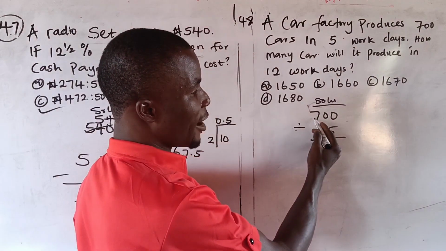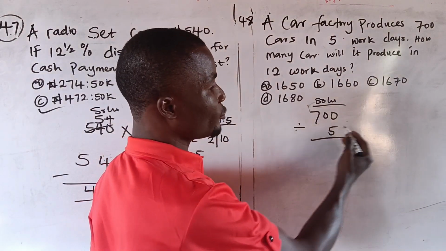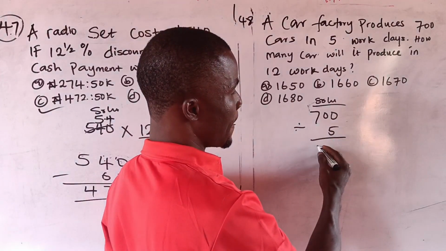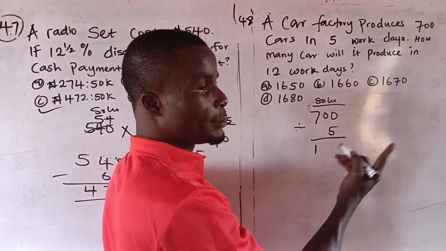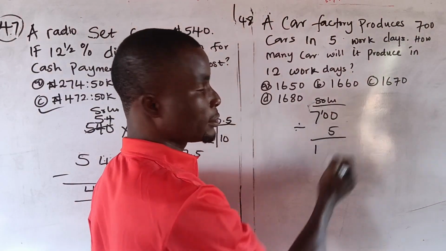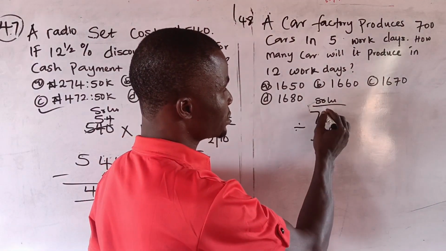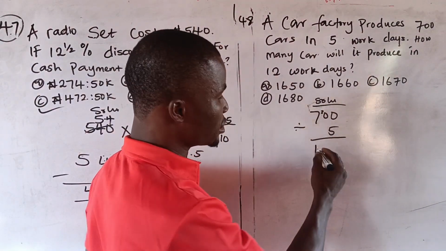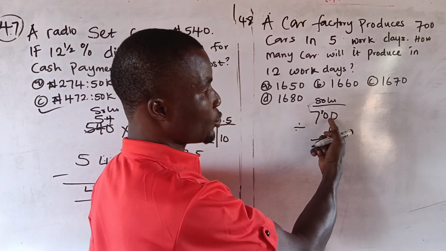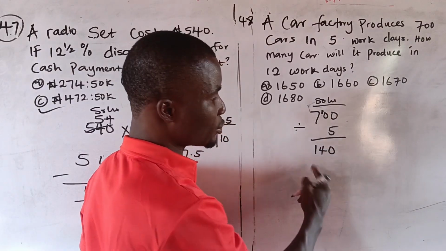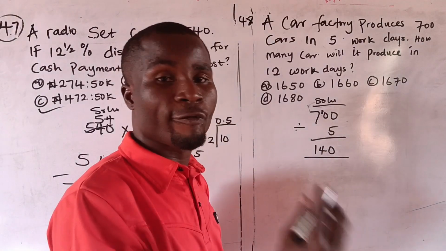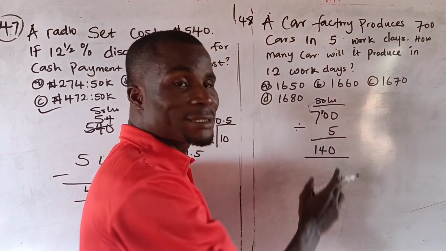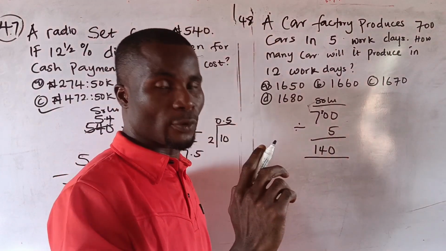days. How many 5 can we see in 7? We are going to see 1. Remember 2, right? So how many 5 can we see in 20? We are going to see 4. So this is 0, you drop your 0. That is, we have 140 cars that will be produced in one day. Hope you get it now.